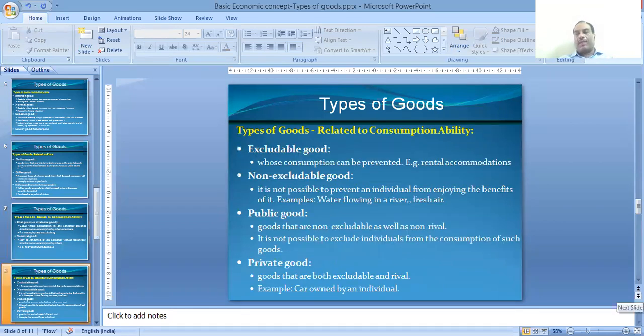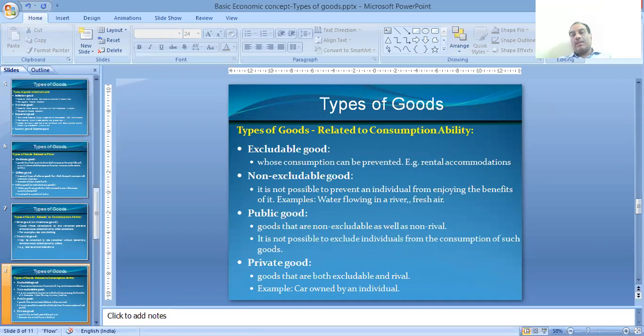The types of goods related to consumption ability: excludable goods, those goods whose consumption can be prevented. For example, rental accommodation. I have a house and I let it on rent. But if I am not willing, then I can prevent the person from using it. I can tell the renter to leave my house, and I can stop them using its services. So these are excludable goods.